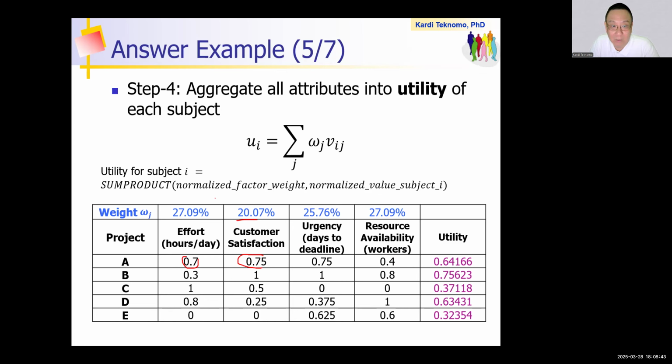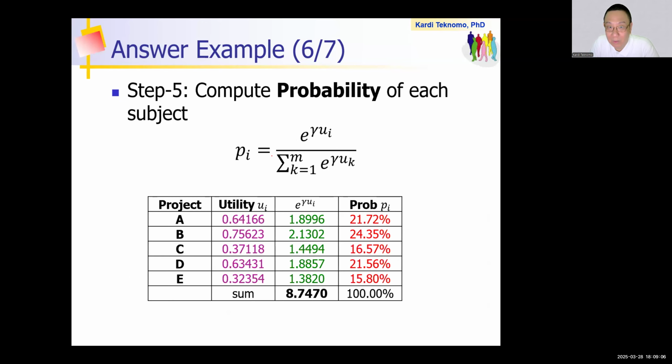In Excel, you will just use SUMPRODUCT of the normalized factor weight and then the normalized subject. And then you will get the utility for each row I. So look at this. I mean row for I, J means column. After that, what you will do, you compute the probability based on utility.